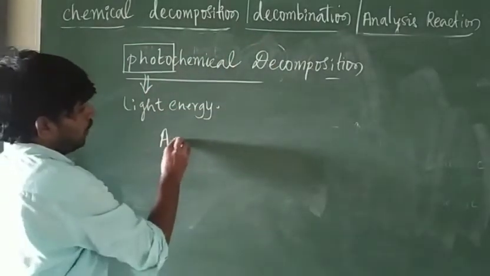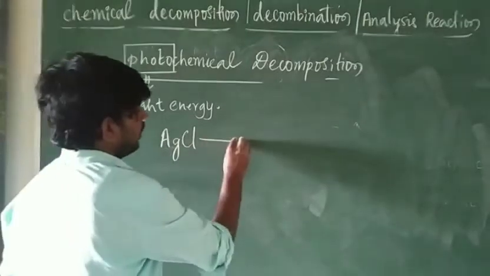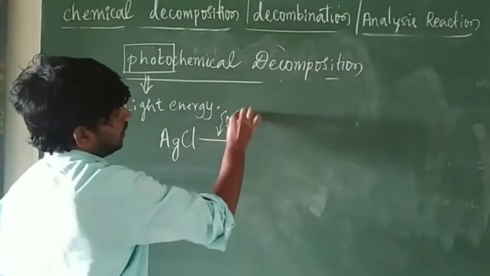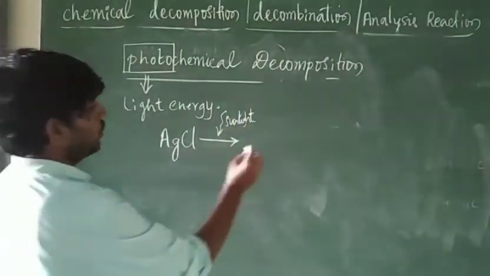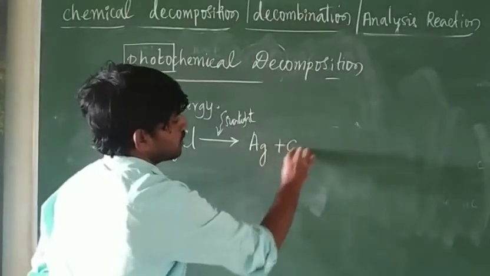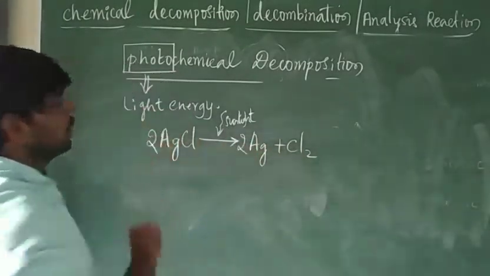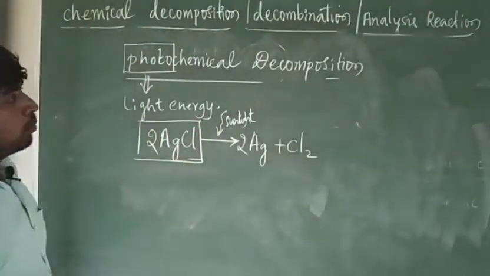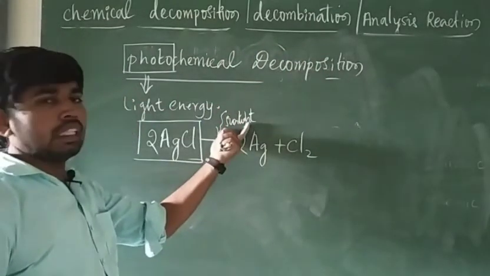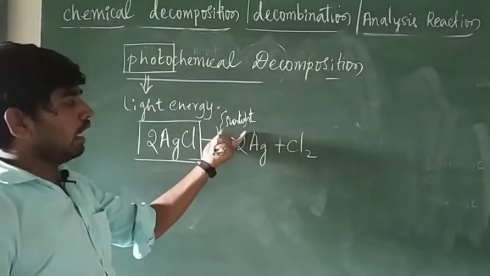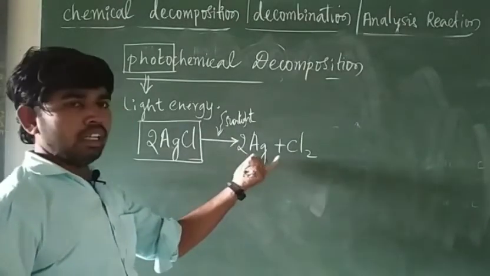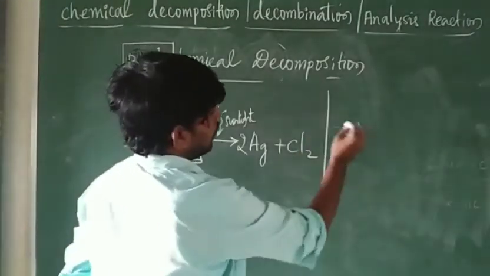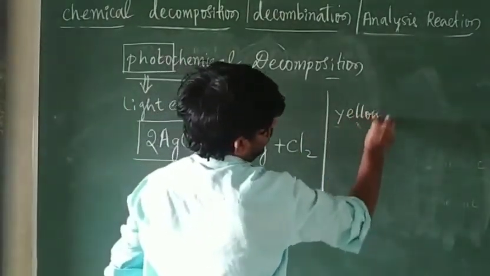Example, we have AgCl reacting by absorbing sunlight, it is going to form Ag plus Cl2. Here silver chloride undergoes the decomposition reaction by absorption of sunlight, and forms the products silver and chlorine. You can remember in the laboratory there will be yellow color bottles.